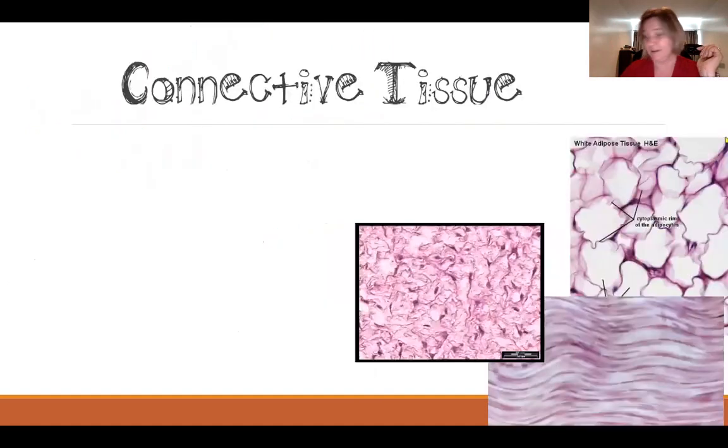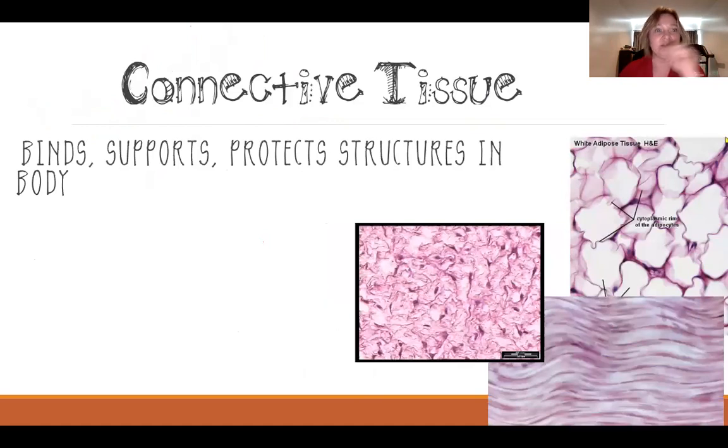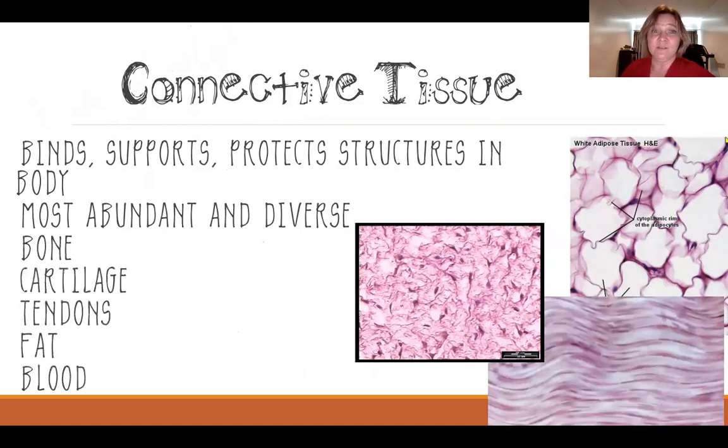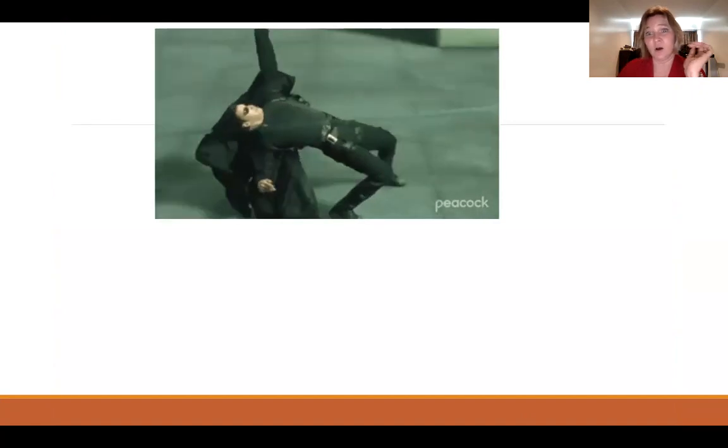Okay, and last is connective tissue. This is going to bind, support, and protect the structures in the body. It is the most abundant and really diverse type of tissue. These are examples of different types of connective tissue. You wouldn't imagine that bone and cartilage are connective tissues, but they are because they're not part of the other three. So you've got bone, cartilage, tendons, fat, and blood.